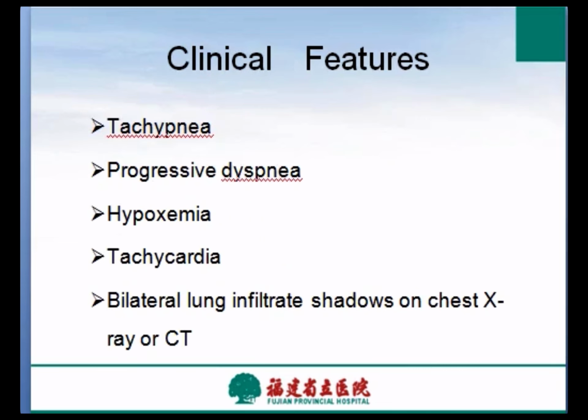And the most common clinical features include tachypnea and progressive dyspnea. Arterial blood gas analysis shows hypoxemia and hypercapnia. And due to the lack of oxygen, besides progressive dyspnea, patients often experience tachycardia. And radiographically, bilateral lung infiltrates can be seen in chest X-ray or CT.